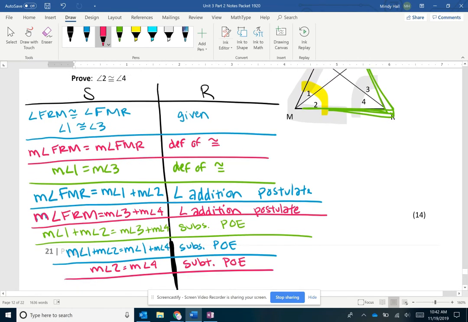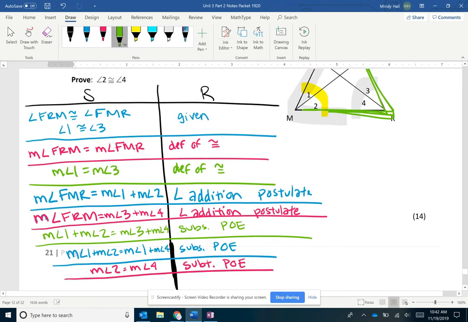But then if angle 2 equals angle 4, then we can say angle 2 is congruent to angle 4 because of the definition of congruence. Word is not happy with me. Maybe. There we go. All right, there we go. Okay.